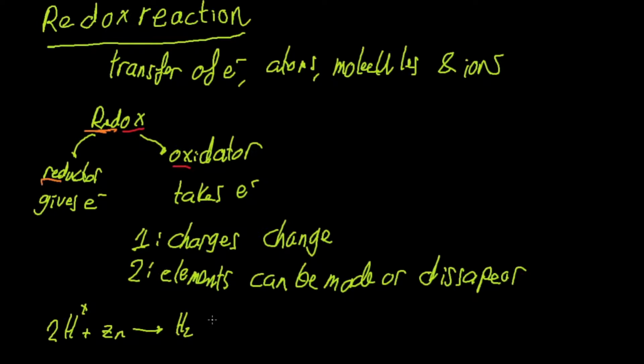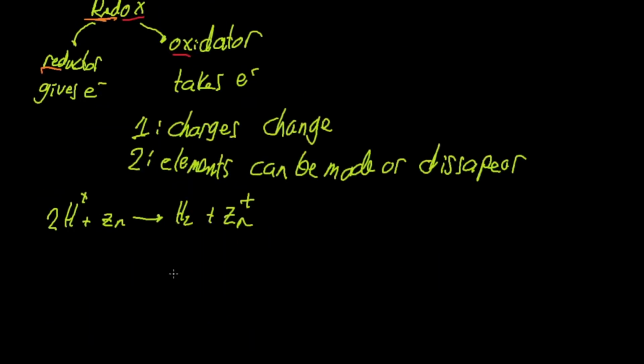For instance, a reaction between H+ and zinc, which gives H2 and Zn+. If you look at it both ways, first the first way, you see that here H has a charge of 1+, and here it has a charge of 0. So you see that it needs to get one minus charge, so it gets one e-. In other words, your H+ is your oxidator, because it takes one e-.